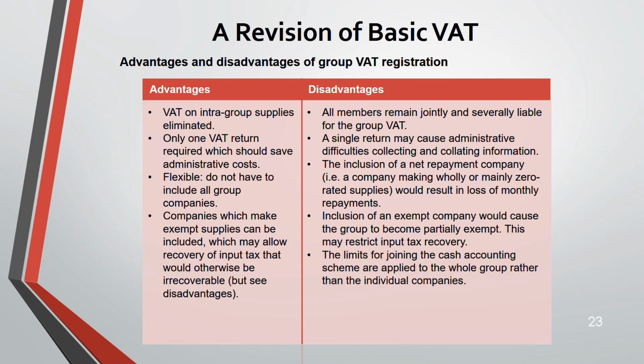Now, the limits for joining the cash accounting scheme. I've told you there are 3 accounting schemes, okay, special schemes. Out of it, one is cash, which we are going to cover later. That's the next subtopic after this. So the limit for joining that is applied to the whole group rather than the individual companies. And the annual accounting and flat rate schemes are other schemes. Okay, out of the 3, annual accounting is one, flat rate scheme is another one, and cash is another one. So these 3 are the schemes that we are going to cover later on.